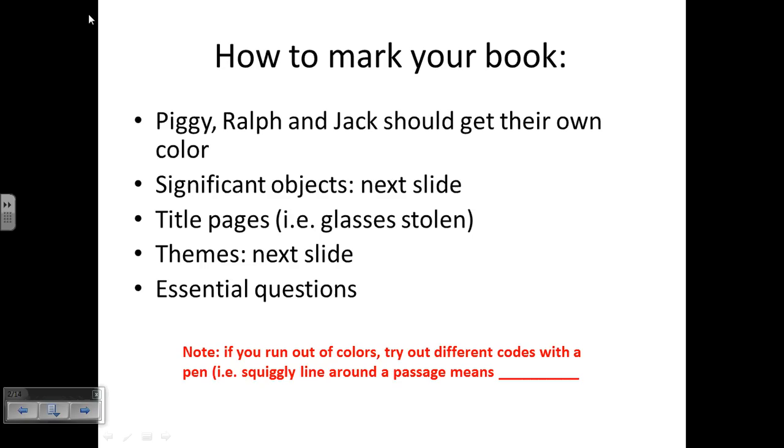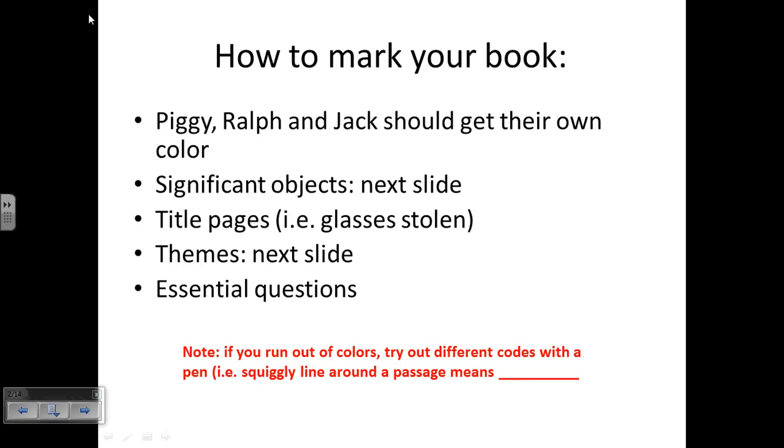The main things that you should be marking are these here. Piggy, Ralph, and Jack should get their own color highlighter. Significant objects, which we'll talk about in the next slide, but any physical objects that seem important. You should title your pages. If there's a page, maybe the page should be called Glasses Stolen. Every now and again, you want to title your page if it's an important page. Themes, we'll talk about that too, and essential questions. So all those things you should be looking for. Now, if you run out of colors, you can do different things like squiggly lines or whatever, and don't feel like you have to mark everything. Just be looking for all these kinds of things, and if you see something really important, annotate.